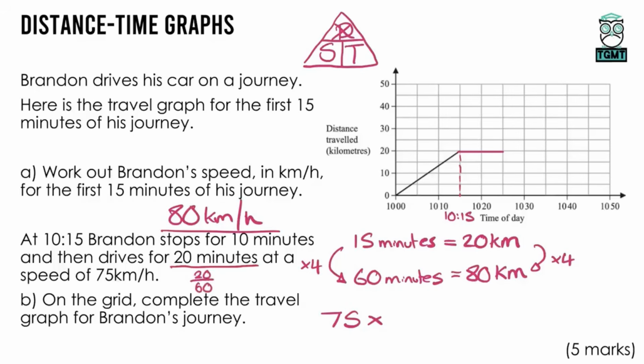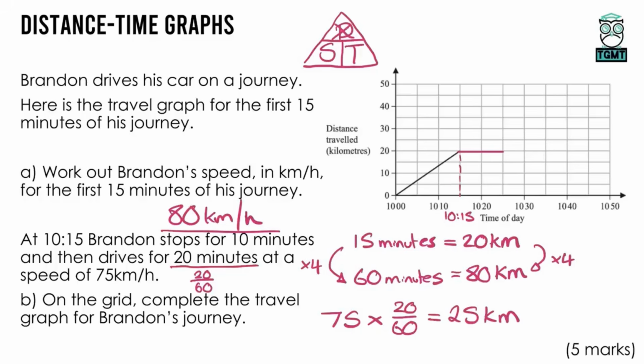But in the moment of an exam, you've got to remember to do that. So it's 75 times 20 over 60. If we times by 20, hopefully it would trigger through to you there that that's far too much, because 75 times 20 would give us a distance of 1,500 kilometres. And that obviously goes way off our graph. So we're doing 75 times 20 over 60. If we type that in, that comes out as 25 kilometres. So Brandon does 25 kilometres in the 20 minutes.